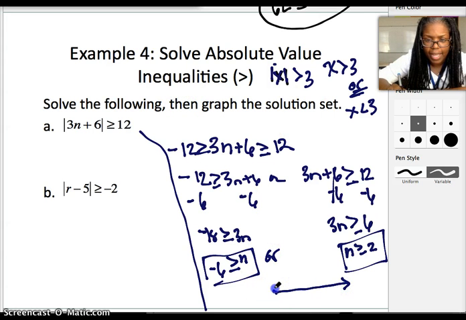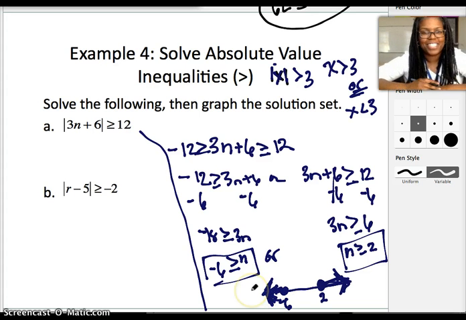When I do that, I'm going to go to my +2, fill that circle in, shade to the right. Then I'll go to my -6, fill that circle in, and n is less than on that side. I'm going to shade to the left, and I get that situation.